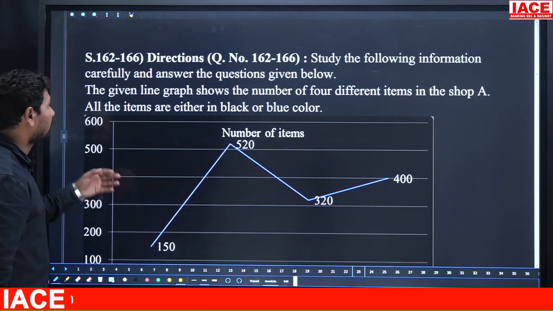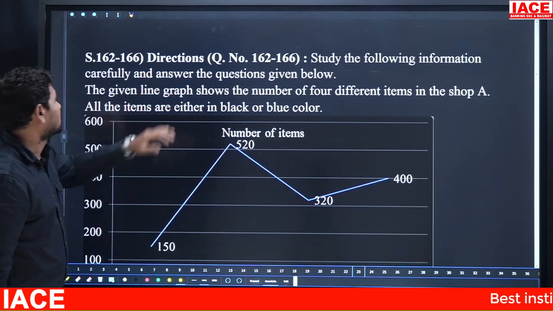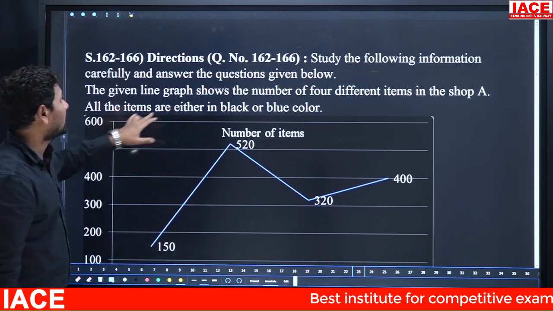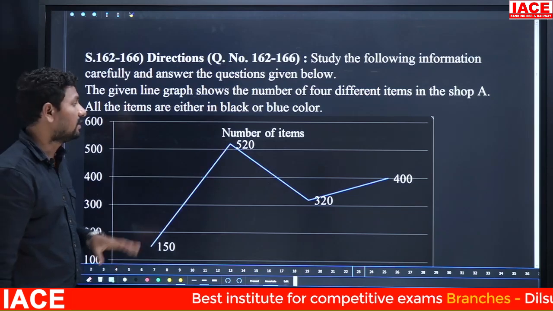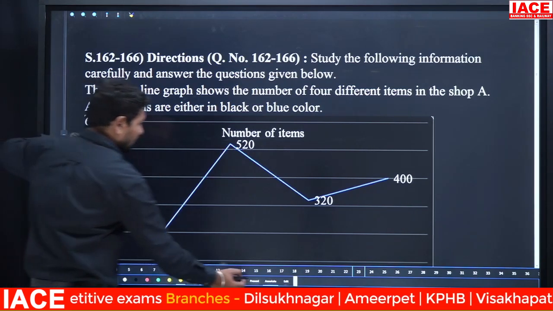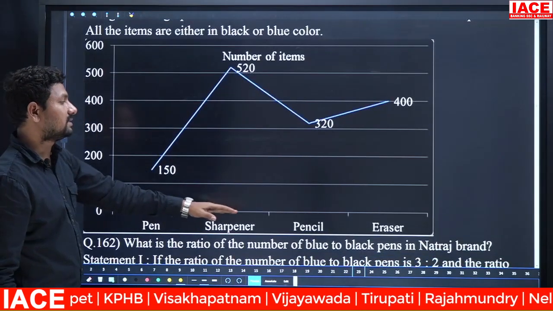Next we have here: study the following information carefully and answer the questions given below. The given line graph shows the number of 4 different items in a shop A. All the items are either in a black or blue color. Based on this, we have to solve. The items mentioned are pen, sharpener, pencils, eraser.